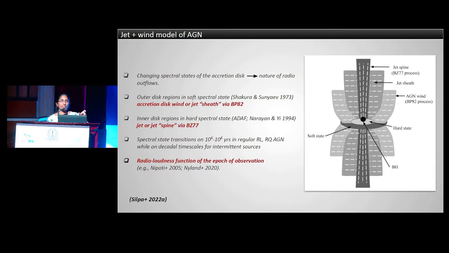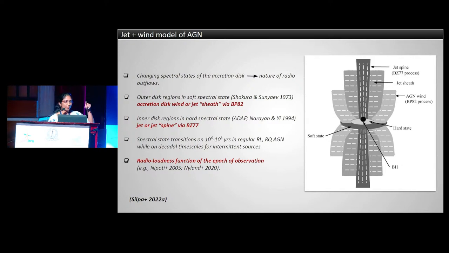The inner regions of the accretion disk are in the hard spectral state, which gives rise to the powerful jets. And this typical transition between the hard and soft spectral states occurs at timescales of 10^6 to 10^8 years in regular radio loud and radio quiet AGN. Whereas for intermittent sources like 3SWG2, this transition happens on relatively short timescales, as I mentioned, such as decades. So this all points to the idea that radio loudness may be a function of the epoch at which the source is observed.